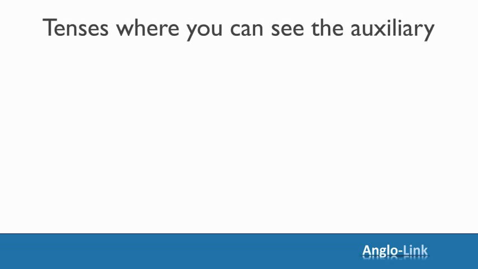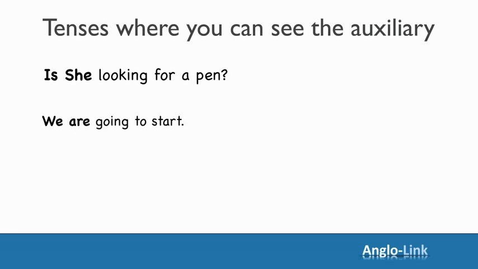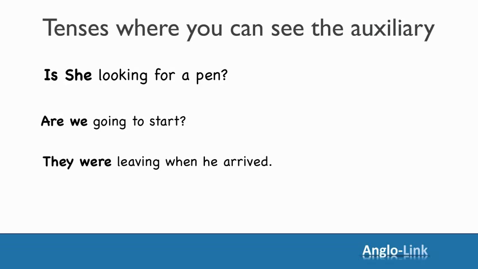Now let's look at some other verb tenses. First, tenses where you can see the auxiliary. Again, it's easy enough. Just move the auxiliary before the subject. She's looking for a pen. Is goes before the subject. Is she looking for a pen? We're going to start. Are we going to start? They were leaving when he arrived. Put were before they. Were they leaving when he arrived?